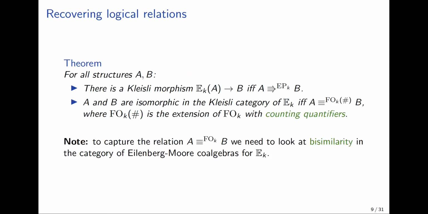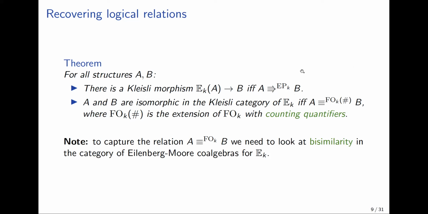Once you have this definition of this Ehrenfeucht-Fraïssé comonad, you can recover right away some logical relations. If you want to recover preservation of existential positive sentences with quantifier rank at most k, that corresponds precisely to the homomorphism preorder in the Kleisli category for the comonad, in the sense that there exists a Kleisli morphism from A to B, so this would be a homomorphism from E_k(A) to B, if and only if B satisfies all the sentences in this logic fragment which are satisfied by A.